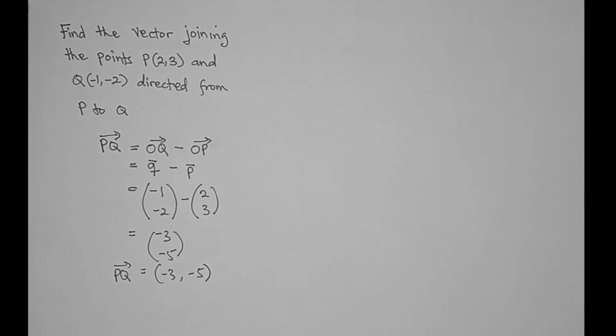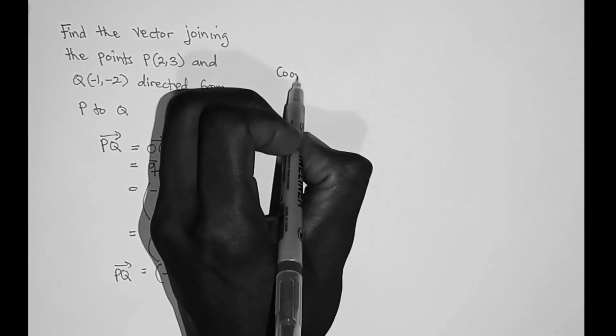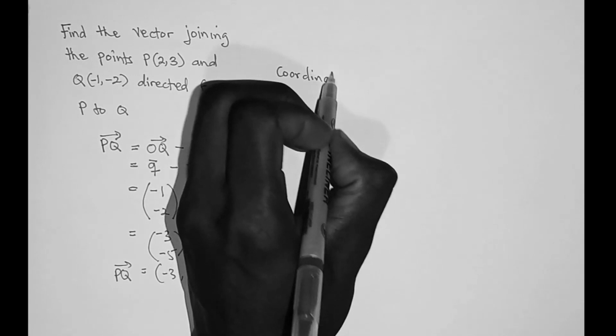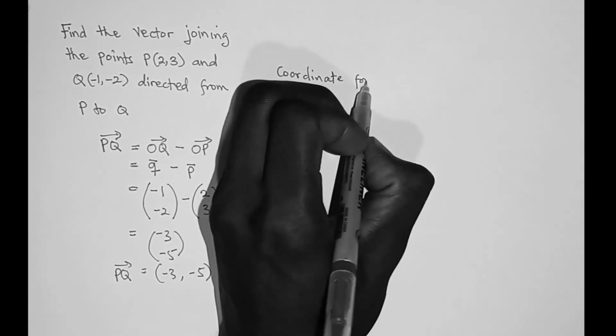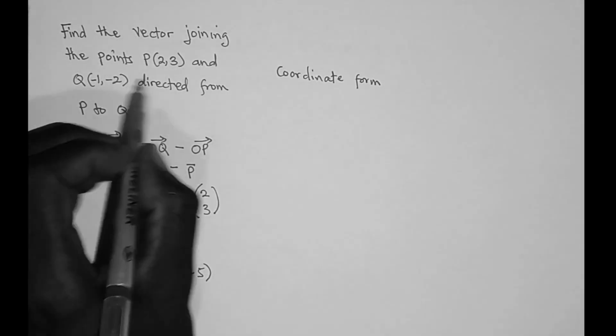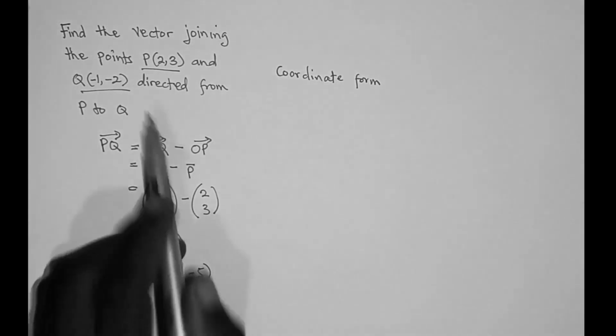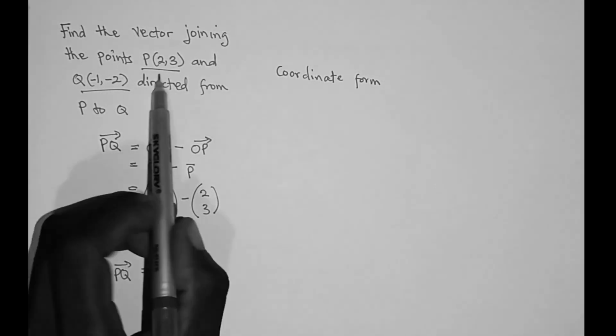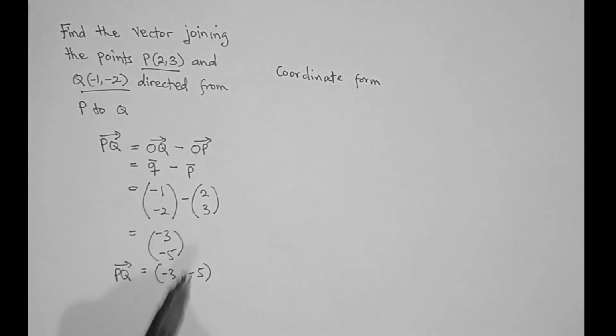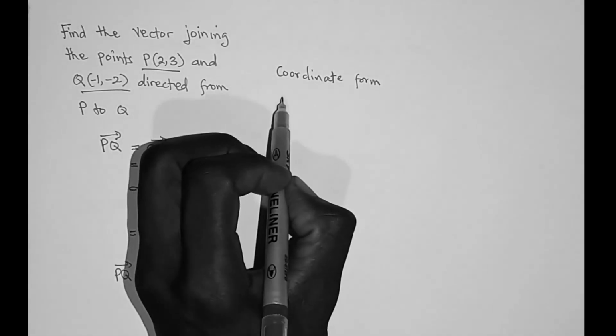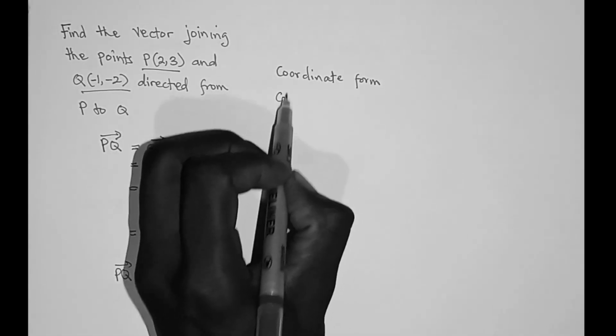Vectors can be represented in 3 forms. We could represent a vector in the coordinate form, which is this form the question gave us. This is the coordinate form of vector representation. Or we could also represent it in a column form.